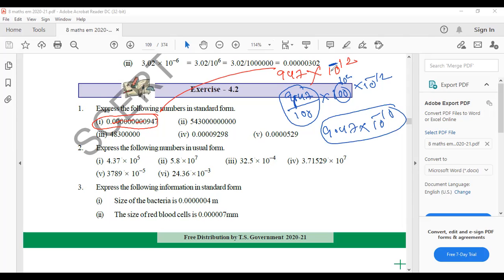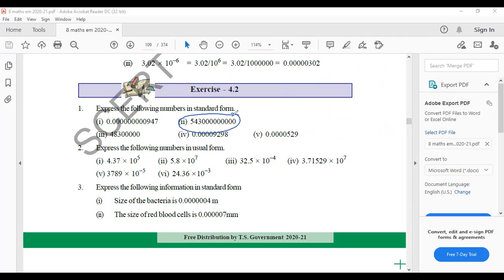Because 947 times 10 to the power of minus 12, but you want the point after the 9, so 47 comes after it. So under division, 947 by 100 becomes 9.47. 100 is 10 squared, so 10 squared times 10 power minus 12. The bases are the same, so the powers should be added: 2 minus 12 is minus 10. Clear? So similarly, go for the next question.